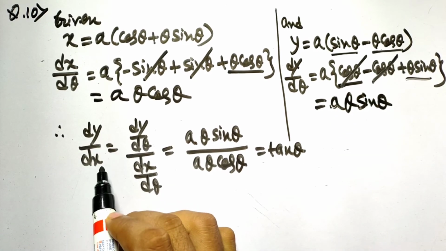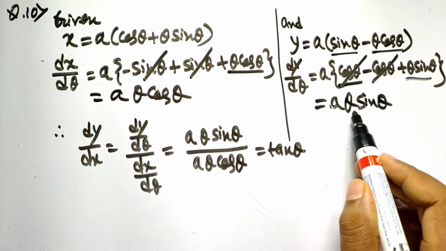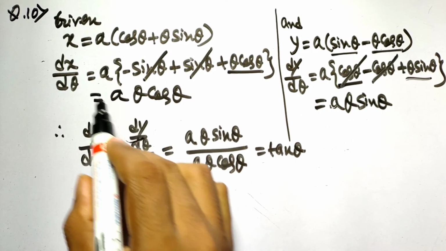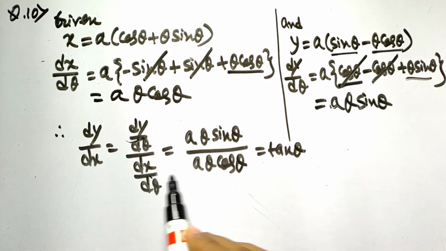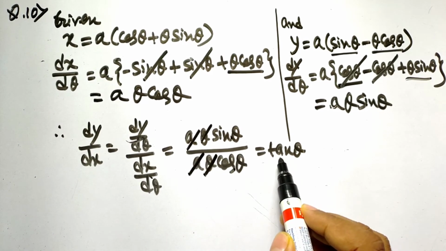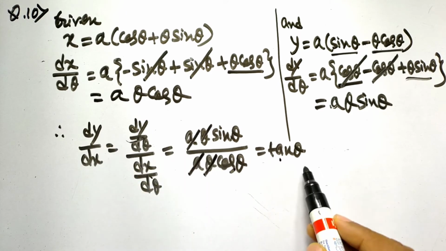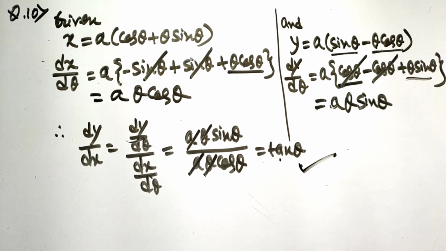Therefore dy by dx equals dy by d theta divided by dx by d theta. The value of dy by d theta is a theta sin theta, substitute here, and dx by d theta is a theta cos theta. So the a cancels, theta cancels, and sin theta by cos theta is tan theta. So for question number 10, the dy by dx value is tan theta. This is the final answer.